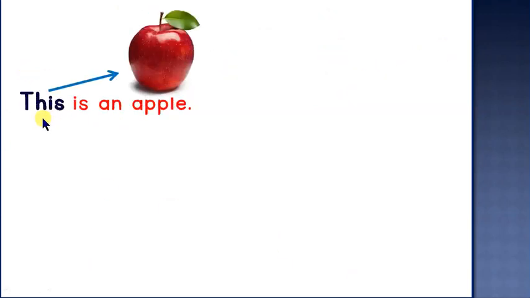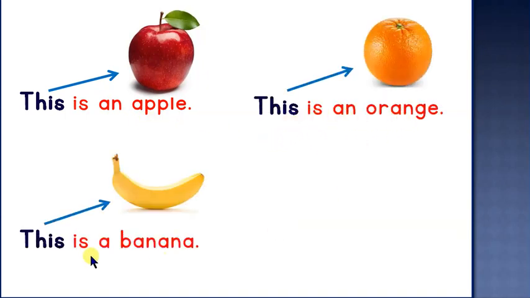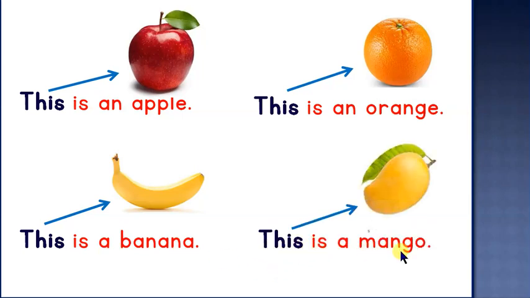Now read these sentences. Repeat after me. This is an apple. This is an orange. This is a banana. This is a mango.